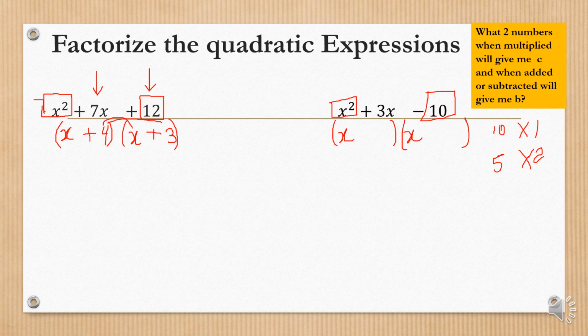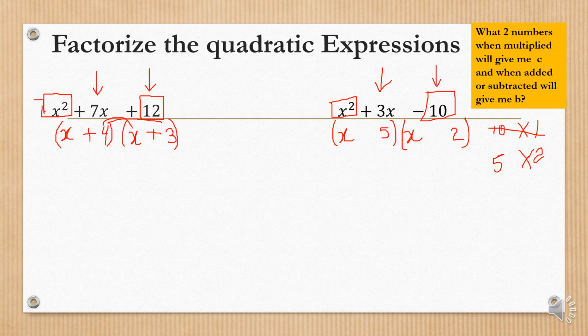So let's see. Remember, whatever I use for C, it must be added or subtracted to give me B. So if I use 10 and 1, 10 and 1 cannot be added or subtracted to give me 3. So I'm definitely not going to choose that option. Let's look at 5 and 2. 5 by 2 will give me 10, and also if I minus, I will get 3. If I say 5 minus 2, I will get 3. So 5 times 2 is the perfect option. 5 and 2. So I'm going to write 5 here, and I'm going to write 2 here.